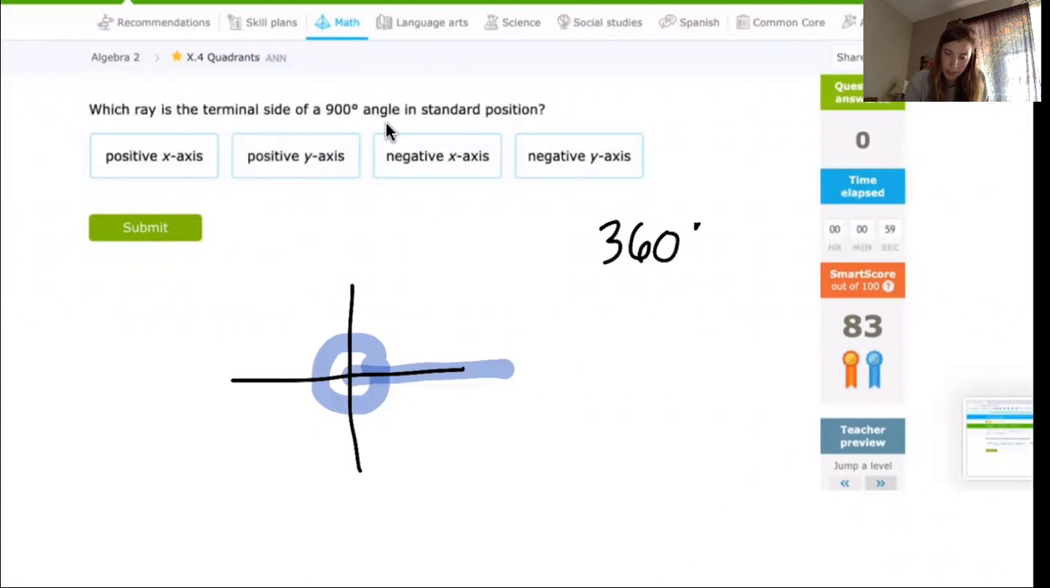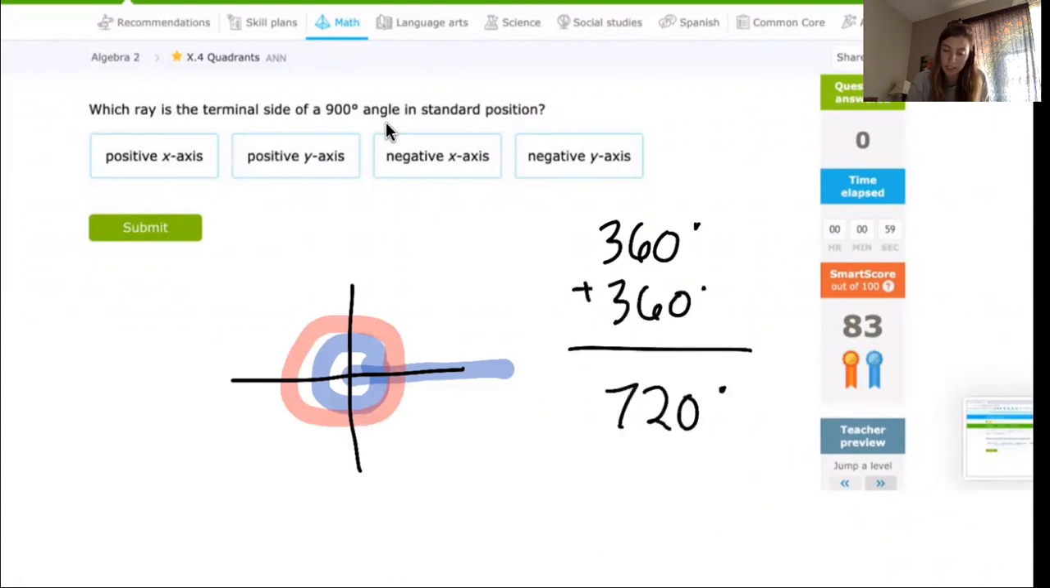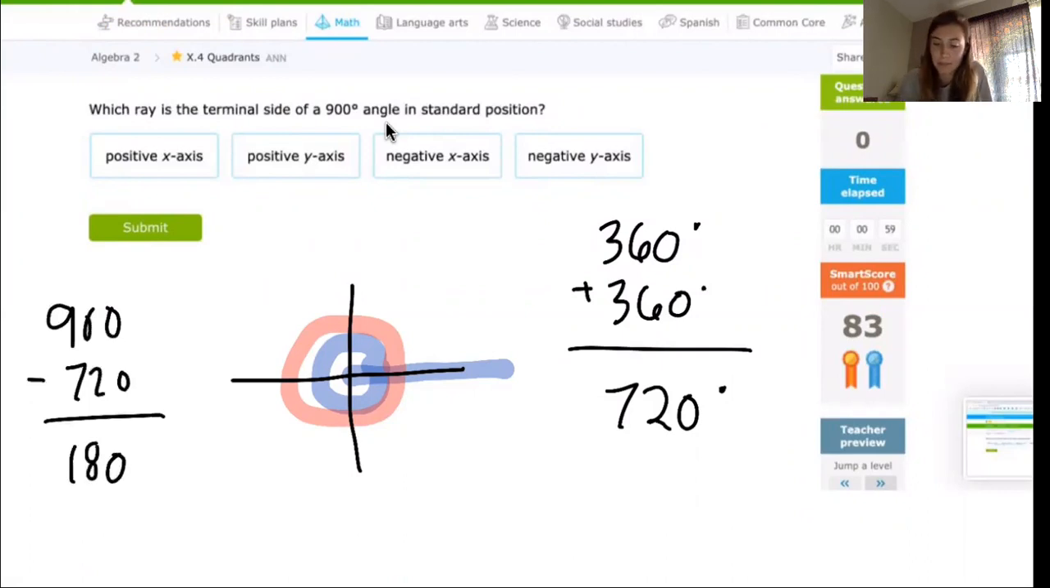Okay, I'm going to go all the way around again in a different color. So that's another 360 that I just went. So 360 plus 360 is 720 degrees. I've already gone 720 degrees and I only need to go 900. So there's a difference of 180, right? 900 minus 720 equals 180. So that means I need to go 180 more and I'll be at 900.